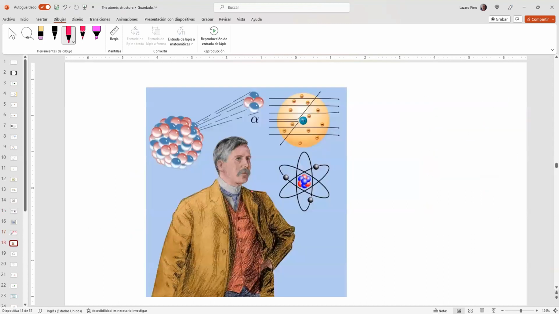Because of that, he represented the atom as a small nucleus, and around this nucleus there were negative charges, the electrons, surrounding the nucleus. This is quite different from the idea of Thomson and his chocolate chip cookie.